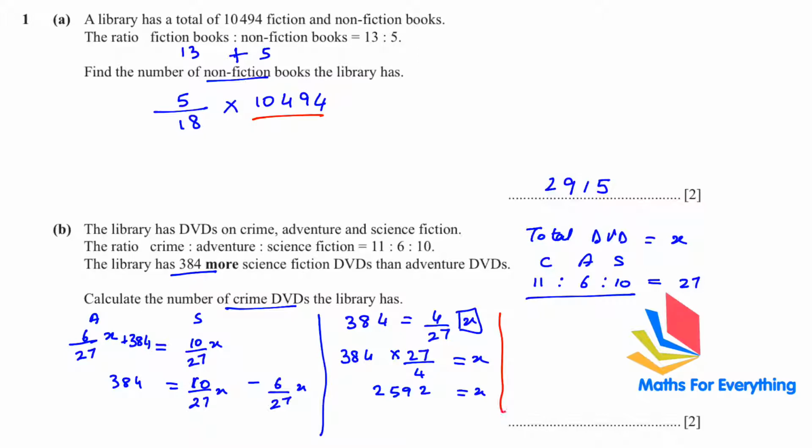We are looking for the crime DVDs. What is the ratio of the crime DVDs? 11/27 parts of the total, and the total is 2,592. This will give us 1,056. So that is the number of crime DVDs the library has.